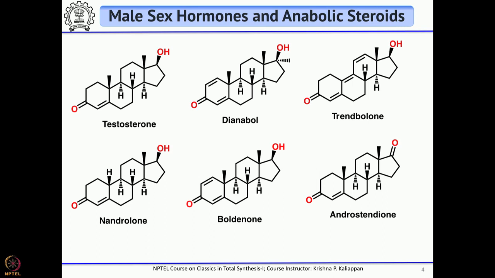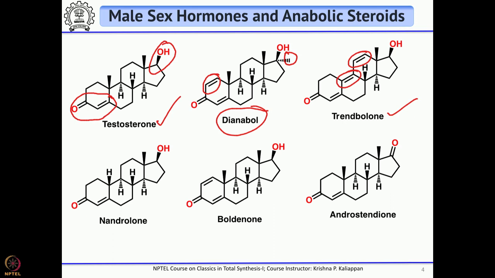Then we also have other sex hormones, for example the male sex hormone testosterone. Testosterone has an enone in the A ring with a hydroxyl group in the D ring. Then there are some derivatives of that. Dianabol has an extra double bond and an extra methyl group, and trenbolone has two more additional double bonds and the angular methyl group is missing. Nandrolone does not have an angular methyl group at C10, and boldenone has only one extra double bond. Androstenedione means the hydroxyl group in the D ring is oxidized. These are all derivatives of testosterone, which is the male sex hormone.